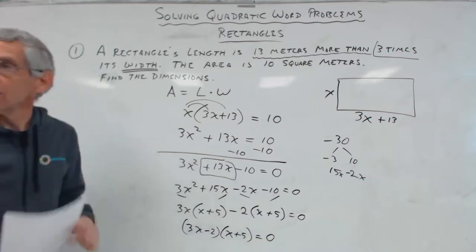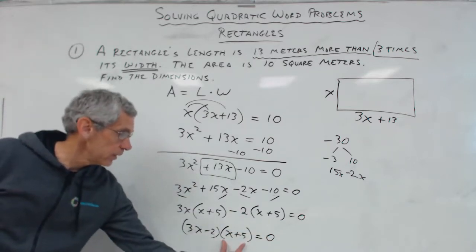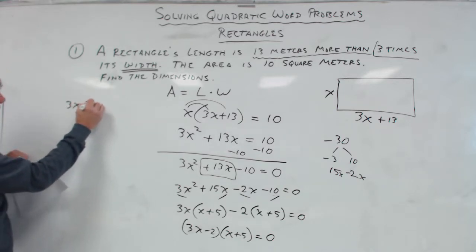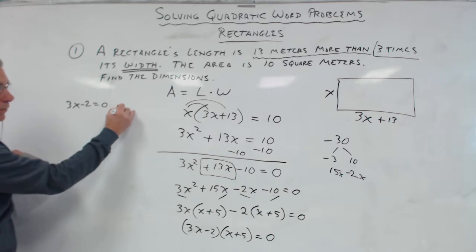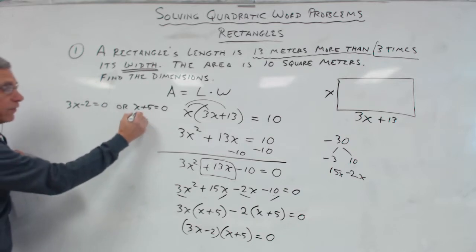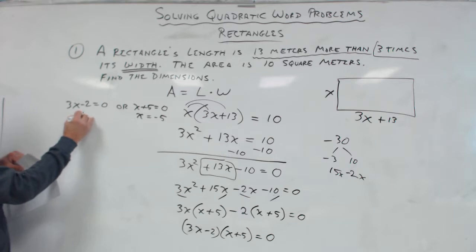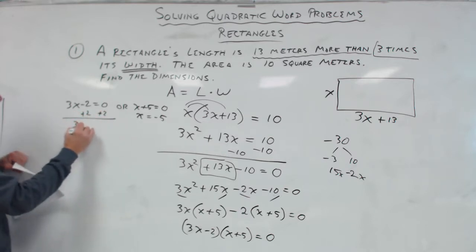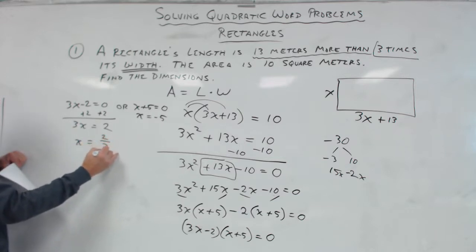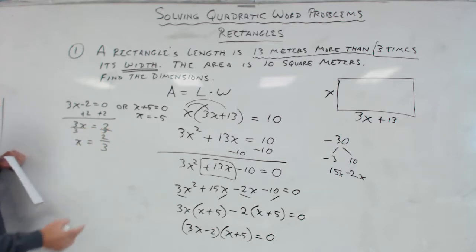All right, now if a times b equals 0, then either a equals 0 or b equals 0. So I'm going to do that right here. So either 3x minus 2 equals 0, or x plus 5 equals 0. Now, if I subtract 5, x is equal to negative 5, right? If I add 2, I've got 3x is equal to 2. Divide by 3, x is equal to 2/3.